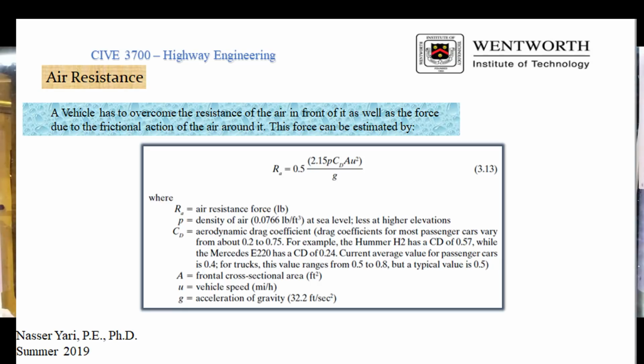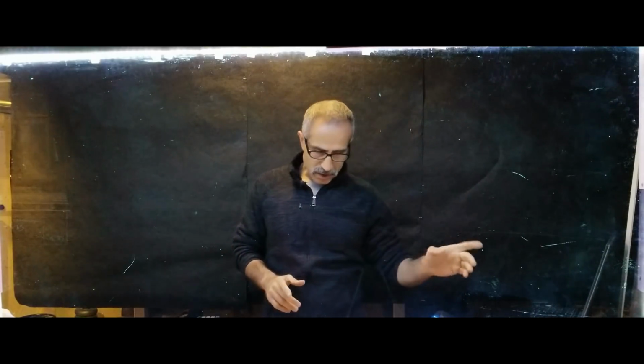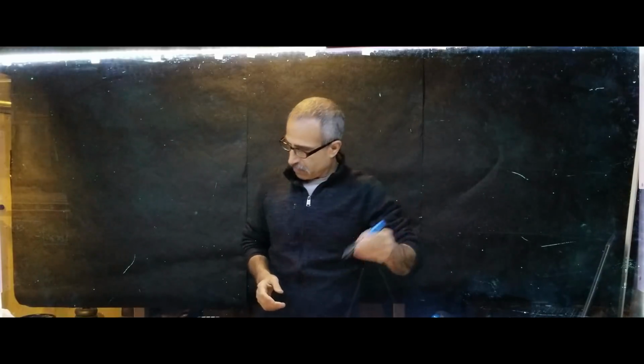RA equals 0.5 times 2.5 times P, and P is the density of the air, which is 0.076 pounds per cubic foot at sea level. And then you have CD, which is different for each vehicle, and for a car it is about 0.4. And then you have the cross-sectional area of the front of the vehicle. That's why some vehicles have an aerodynamic design so they can go better, like a sport vehicle. But something like an SUV or pickup truck captures the air a lot, and the air slows it down. And then you have the speed squared divided by the acceleration of gravity, which is 32.2 feet per second squared in the English system.